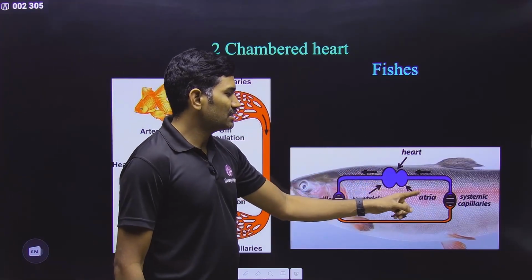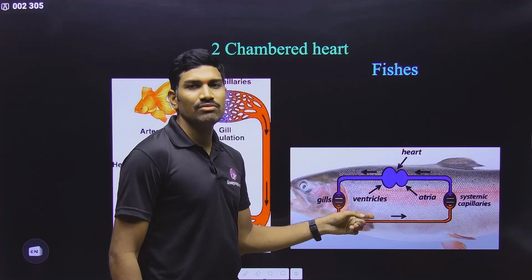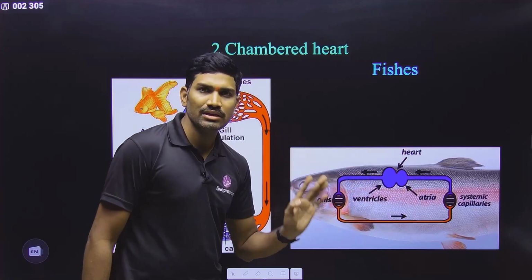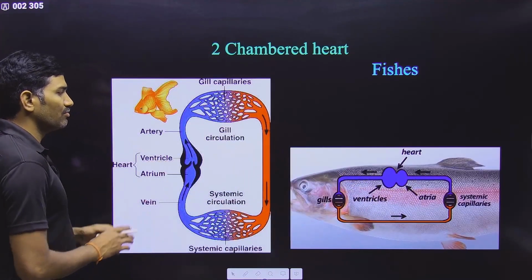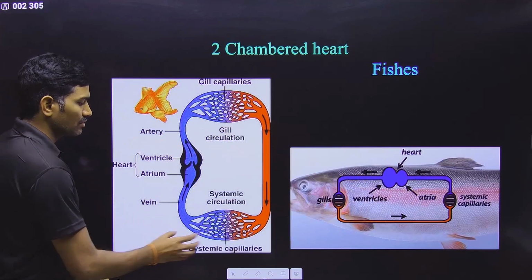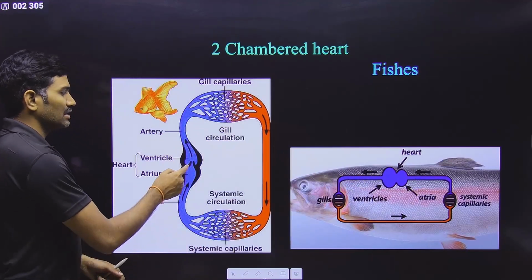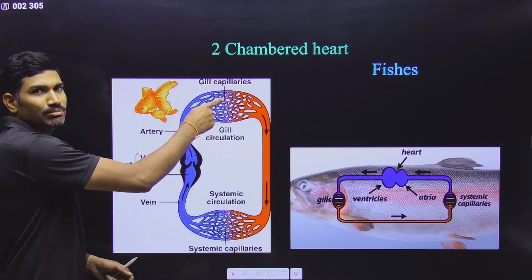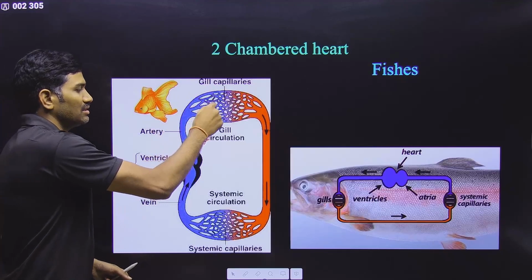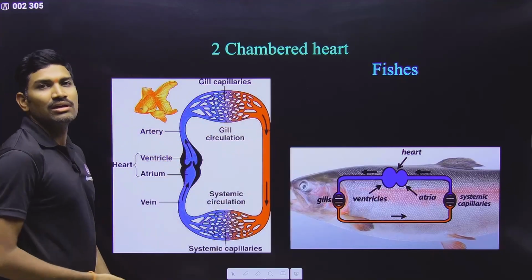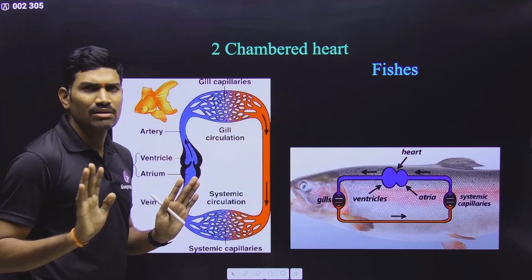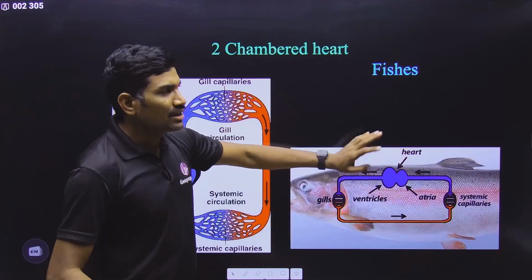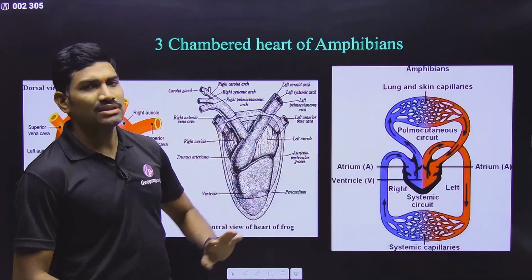First initially it is entering into the atrium and then it is entering into the ventricle. Atrium, ventricle. Okay. So this is the rough diagram. So this is the heart. From the body parts it is collecting deoxygenated blood. From here it is sending to the gills, and again oxygenated blood is going to the body parts. Simple rough diagram. This much is enough. Clear? With this the two-chambered heart in the fish is completed.